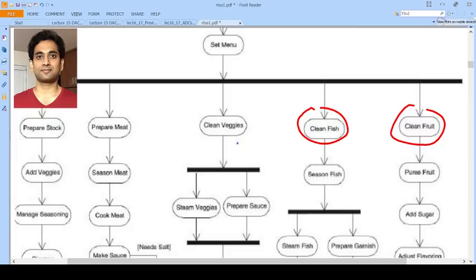You start with the stock, you add your veggies, and while your stock is brewing, you move on to marinating your meat. And then while your meat is marinating, you let it marinate and you clean your veggies. Once you finish one cycle of all of this, you will come back to pick up where you left off with the stock. You manage the seasoning. So in other words, you are handling multiple tasks in parallel. You're processing them in parallel, but only working on one task at a time. So this idea is called concurrency.